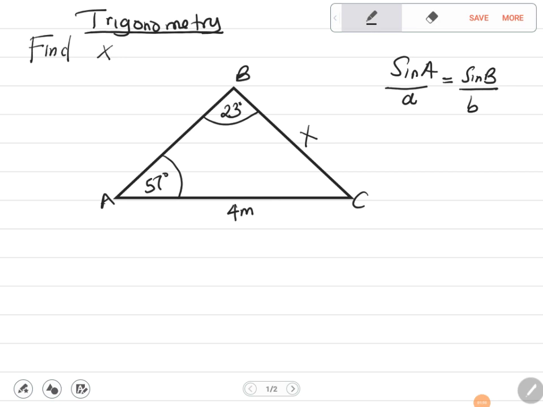So in this case, let's say that this is our angle A. So it will be sine 57 degrees, divided by the side here, which is x. The opposite side there is the side that you get. This is equal to sine of angle 23 degrees. Which side? This side is the one opposite to that angle. So that's the angle B, and that's the side B. We get 4.